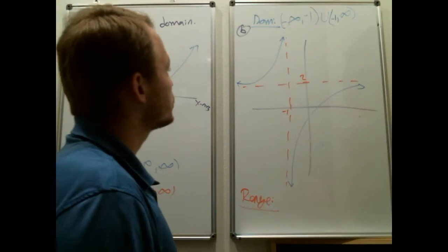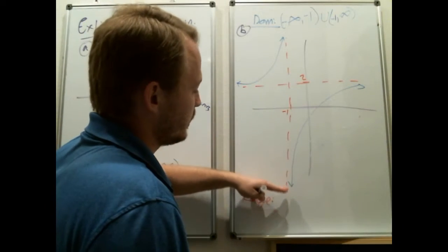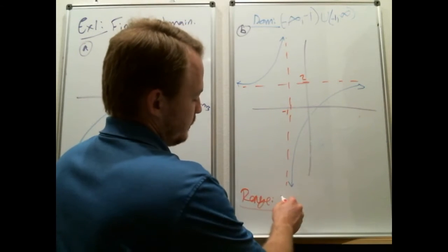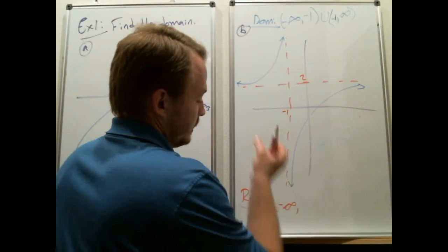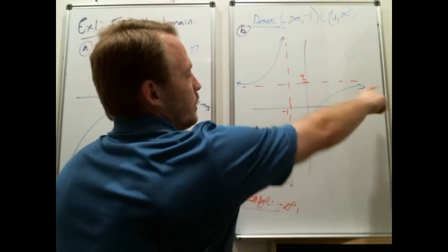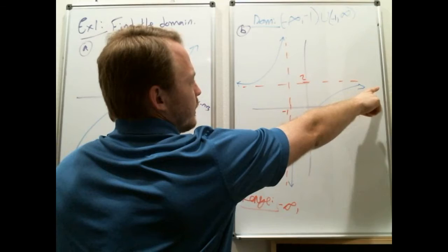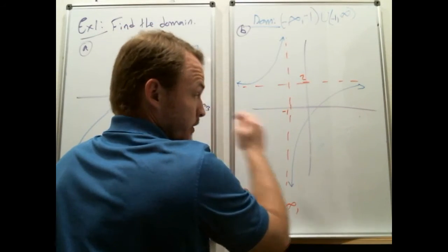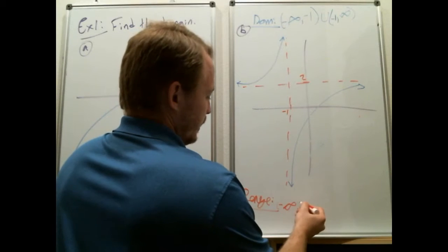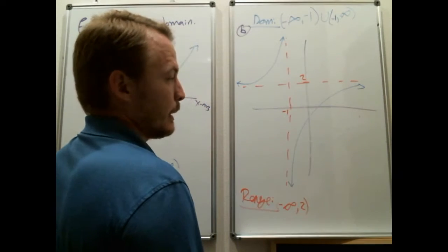Alright, the range. You start with the smallest y value, which is down here, and the graph keeps going down to negative infinity. And then it goes up, keep following the graph, and then it levels off right here at this dashed line, which is what value? It's 2. So it's never going to get to 2.